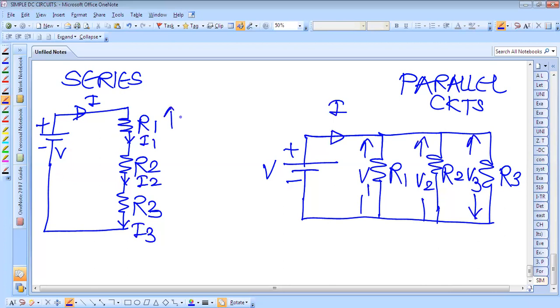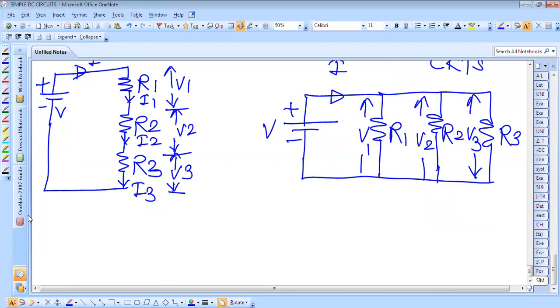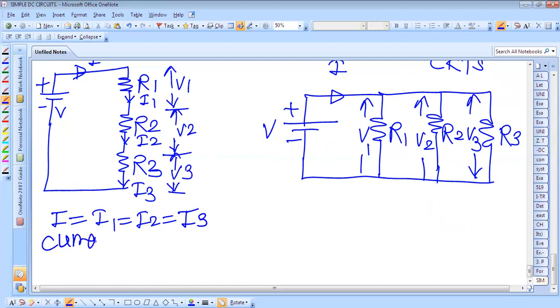What is the voltage across this? It is V1. The voltage across this is V2. The voltage across this is V3. So as far as the current is concerned, the current is the same in all the parts of the circuit. So I is equal to I1 is equal to I2 is equal to I3. Current is the same.